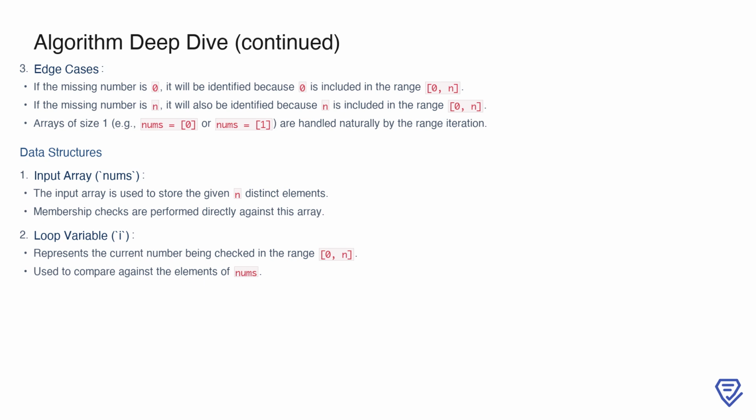Additionally, the algorithm relies on two key data structures: the input array nums, which stores the given distinct elements, and the loop variable i, which represents the current number being checked in the range. Membership checks are performed directly against the nums array without requiring additional data structures.